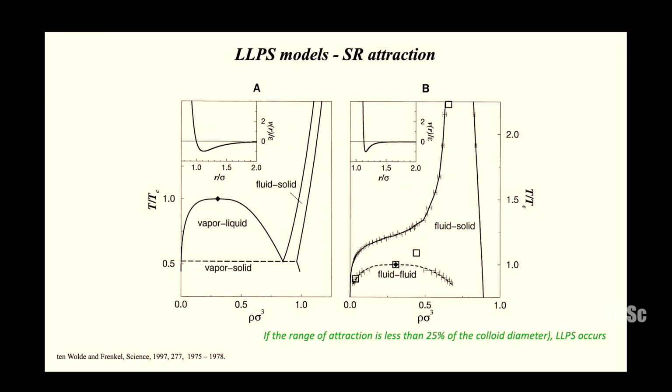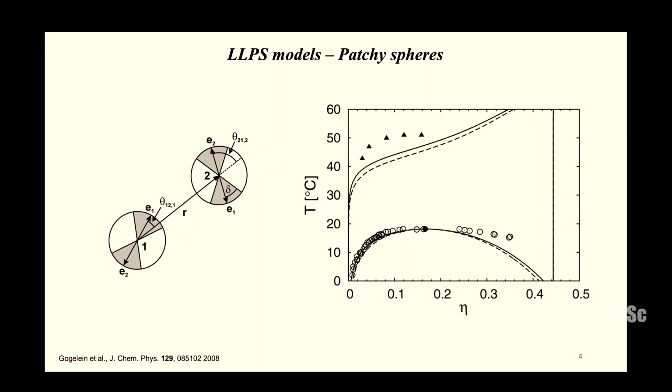Further on, people made a generalization saying that if the range of attraction is less than 25% of the particle size, then you might see an LLPS. So it can be protein, it can be particles, it can be any rigid object with no internal degrees of freedom. People showed that this is one possibility. Subsequently, there was also interest in non-isotropic interactions. The previous model was an isotropic interaction, meaning the nature of interaction depends only on the separation distance and not on the orientation. That's spherically isotropic.